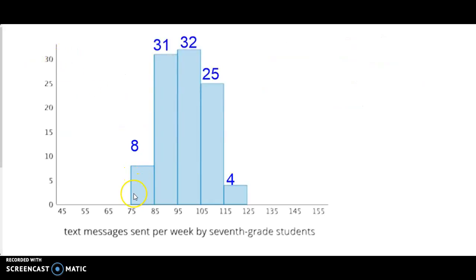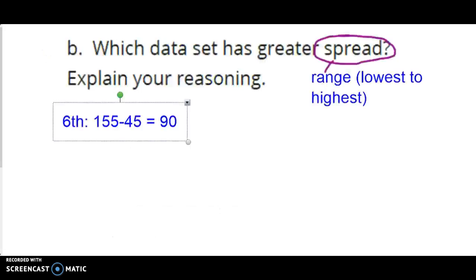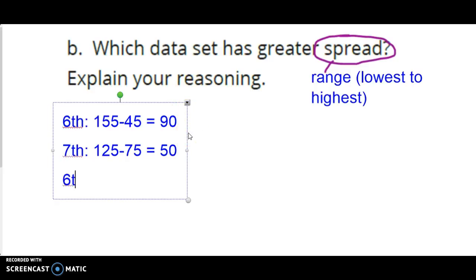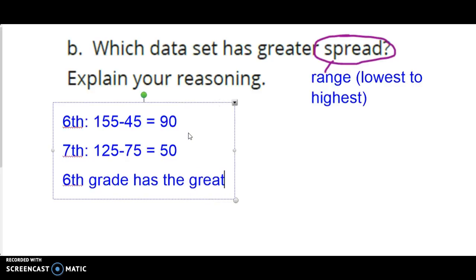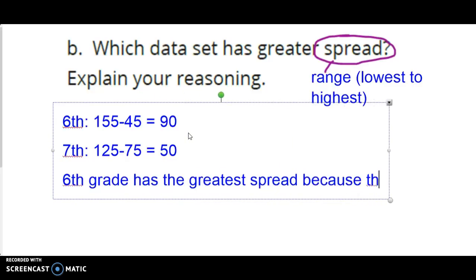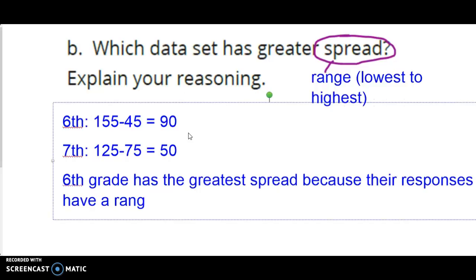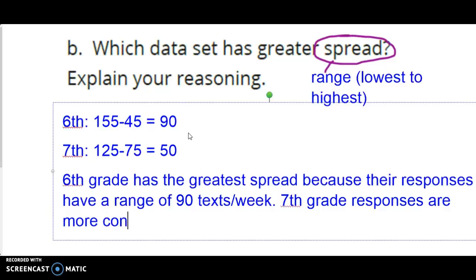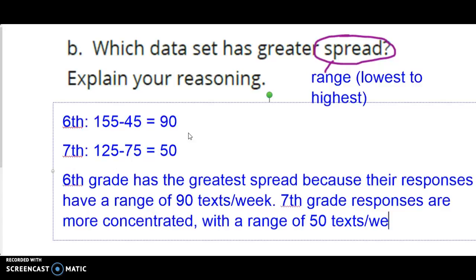Then let's look at 7th grade. 7th grade goes from 75 to 125. 125 minus 75 is giving me a range of 50. So which data set has the greatest spread? 6th grade has the greatest spread because their responses have a range of 90 texts per week. 7th grade responses are more concentrated with a range of 50 texts per week.